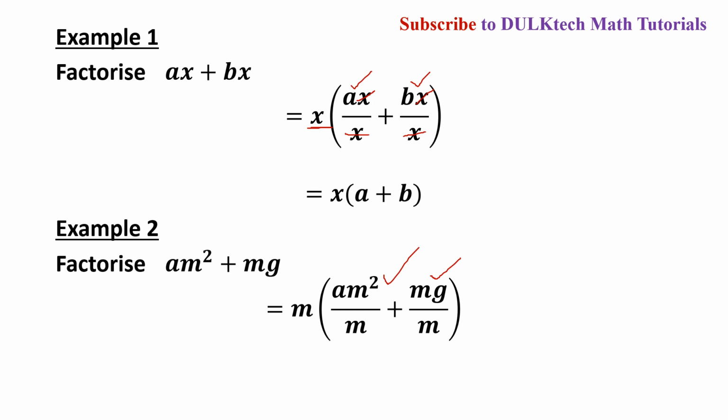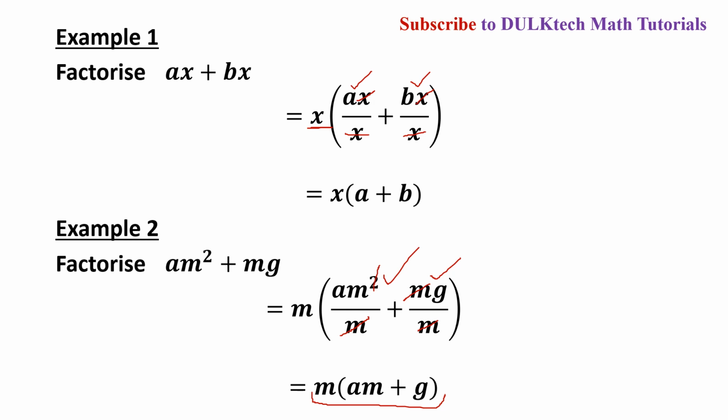If we divide every term by m, this m in the denominator here will cancel with one of the m's here. This m here will cancel with this m, so we remain with am plus g in the brackets. So our final answer will be m factor of am plus g. We have factorized because we have expressed this one as a product of its factors.